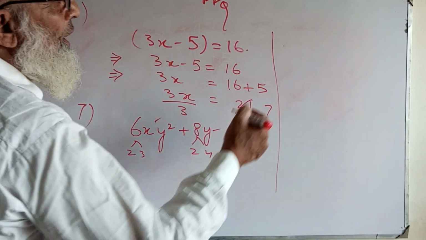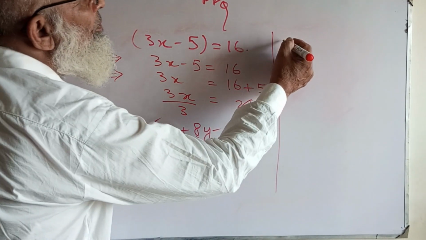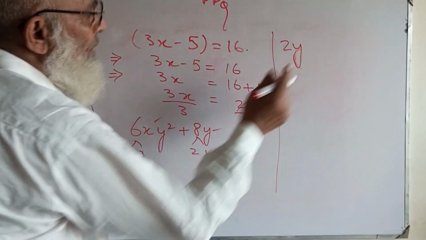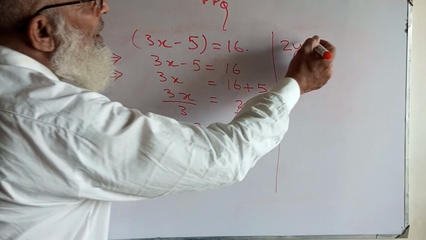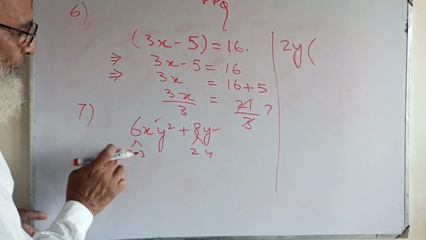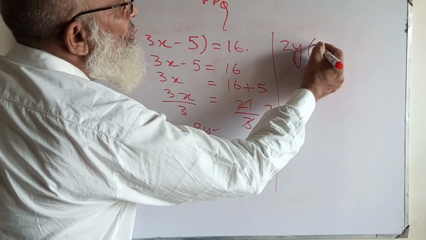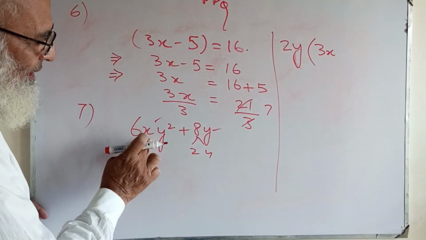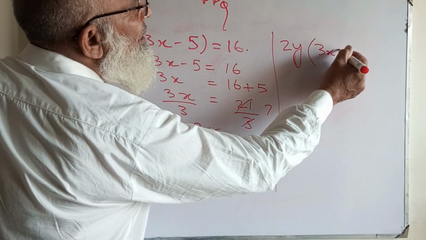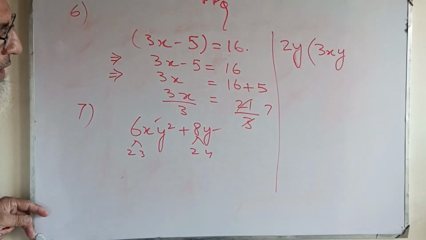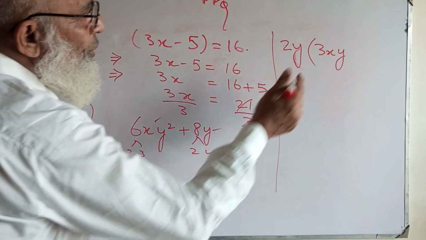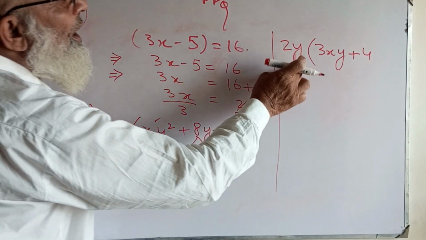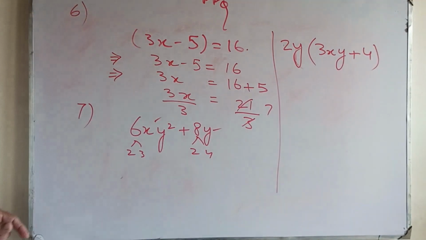Okay, now bring 2 and y out. Inside, you will get 2 times 3 and x, so 2 times 3 and x is there, and 1 y is still there, plus 4, and y has already been taken out. So this is the complete answer for this.